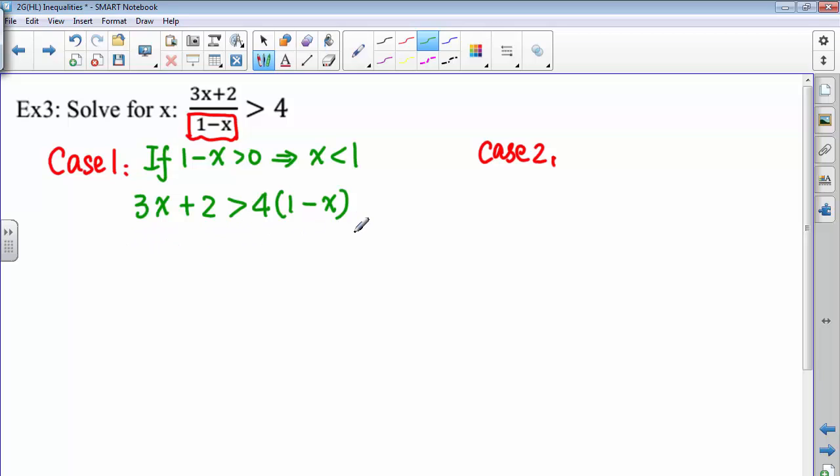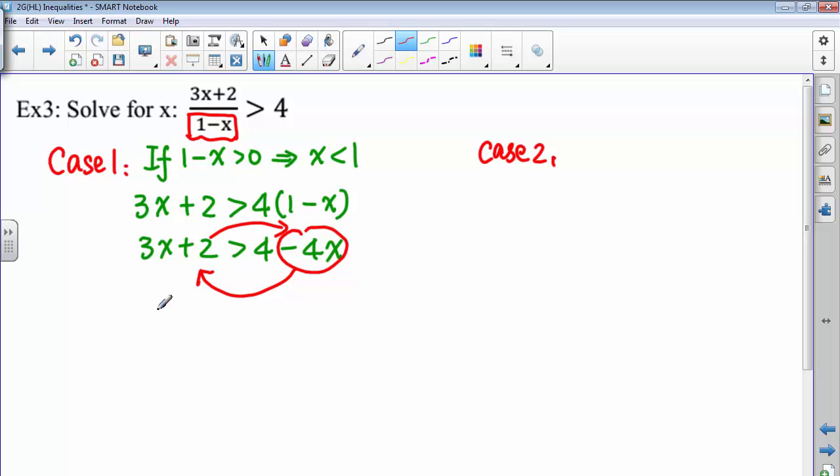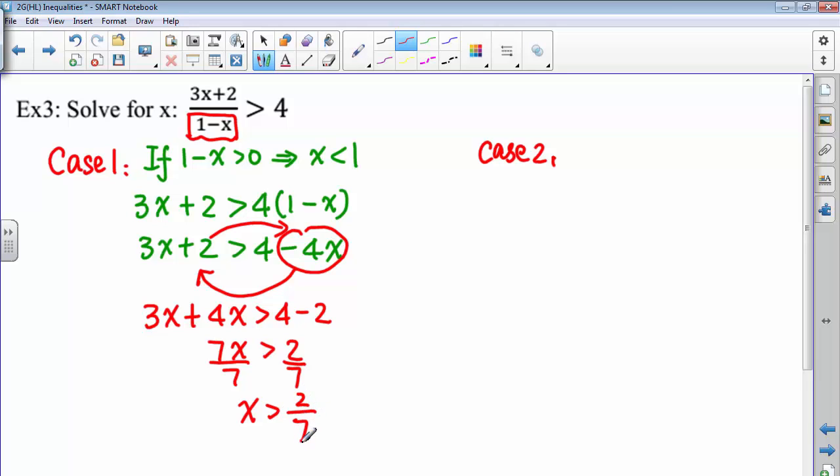For a linear inequality, if we have the brackets, we need to expand the brackets. Then we need to isolate the x terms from the numbers. So I will move this one to the side and the 2 to the right side. So I will get 3x plus 4x is greater than 4 minus 2. Combine the like terms. This is 7x is larger than 2. Then I divide both sides by 7. So x is larger than 2/7.